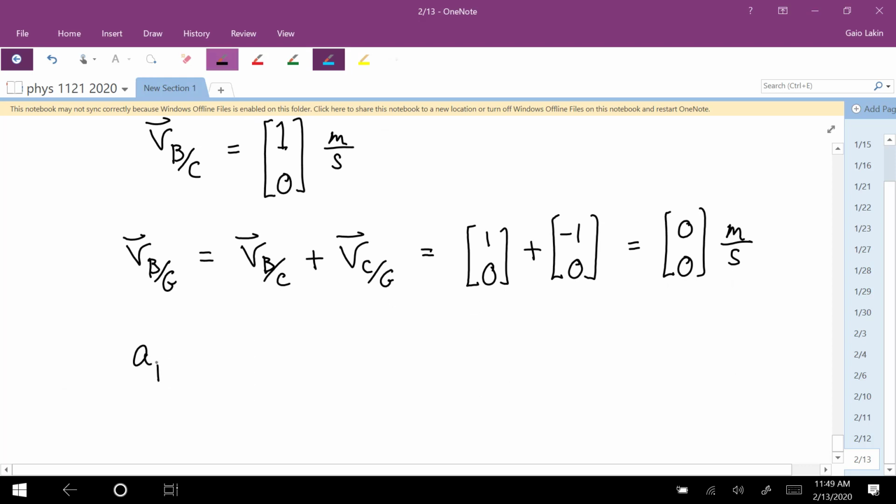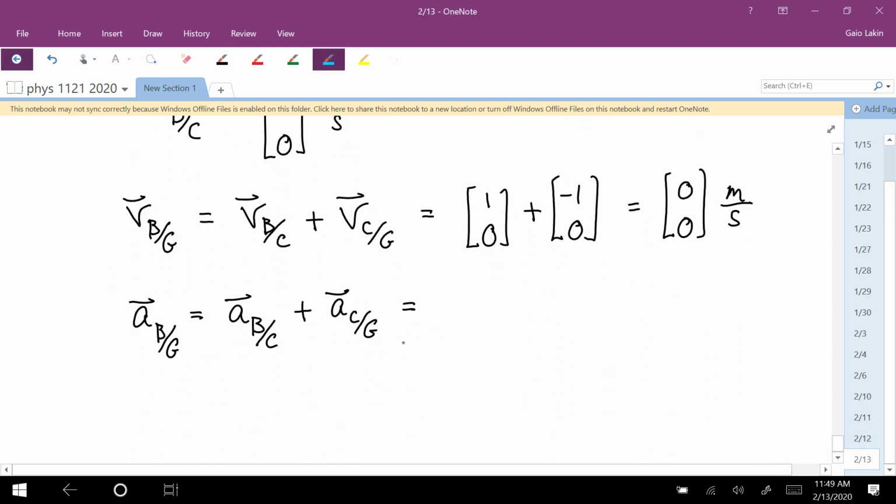And then the acceleration of B relative to the ground is the acceleration of B relative to the center plus the acceleration of the center relative to the ground. Acceleration of B relative to the center is +5, +2. Last time we got that the acceleration of the center is -5, 0. And so the acceleration of the bottom is just 0, 2 meters per second squared.